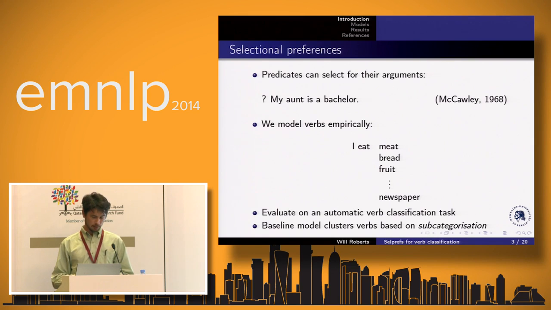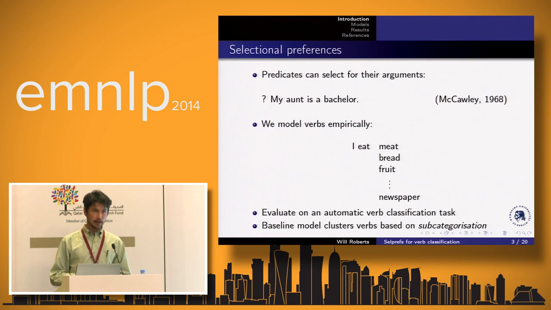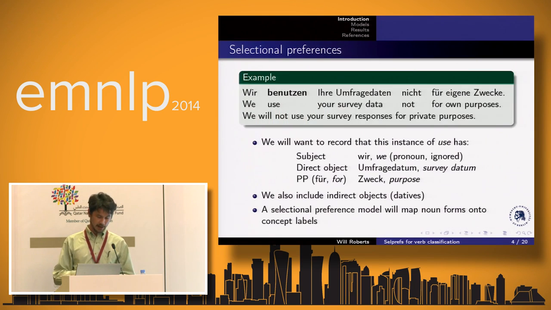And by this I mean an unsupervised clustering task where we try to sort verbs into classes that have related meanings. On this task we use a baseline that makes use of syntactic features to describe verb behavior, namely subcategorization. And I'm going to come back to subcategorization in a few minutes. We're then going to add the information from the selectional preference models on top of this baseline and look at the effect of this addition.